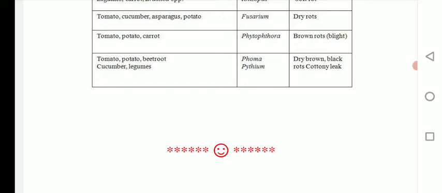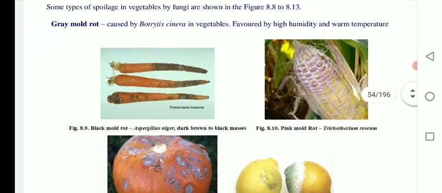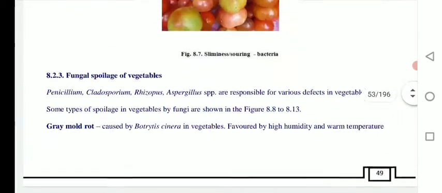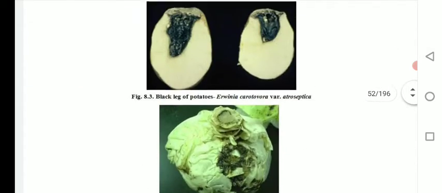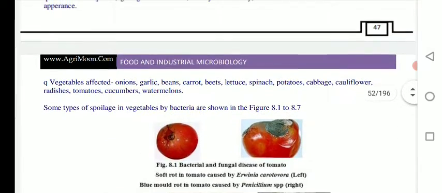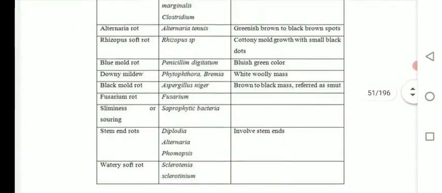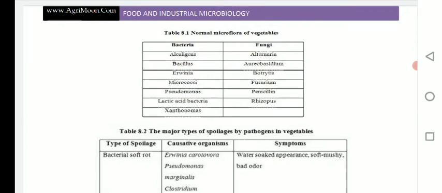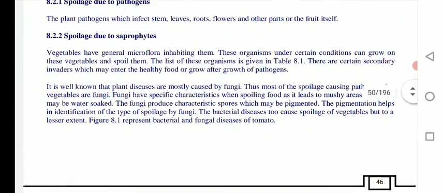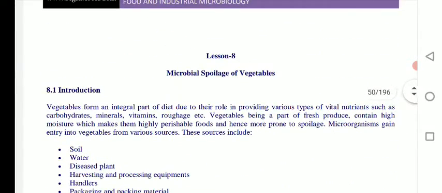So this is the overall scenario regarding spoilage of vegetables by different kinds of bacteria as well as fungi. In conclusion, we can say that fungi are more prevalent as far as the spoilage of vegetables is concerned, and vegetables are highly susceptible and prone to spoilage, whether it may be due to bacteria or due to fungi, because of the large percentage of water present in vegetables. So this is overall regarding microbial spoilage.